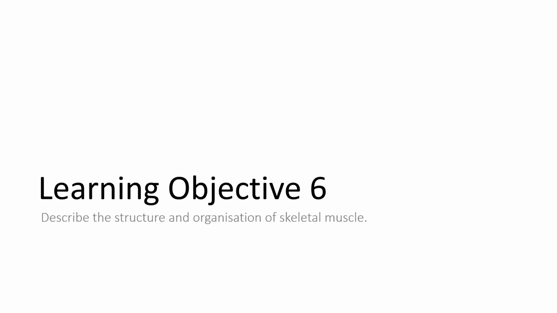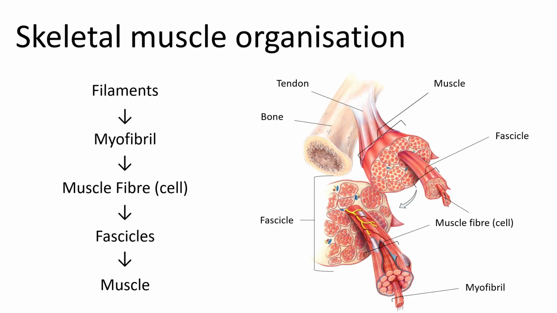Our next learning objective for this video is to describe the structure and the organization of skeletal muscle. Just like the hierarchy of organization in the human body, where we begin with atoms and collectively move into larger structures such as cells, tissues, organs, and eventually big organ systems, our muscles start from tiny microscopic structures and eventually create the larger muscle unit.